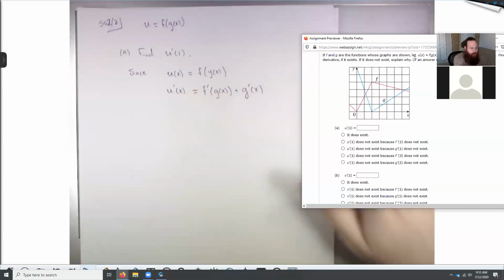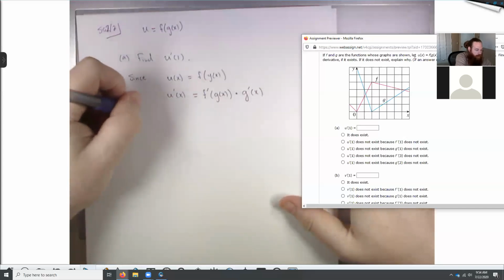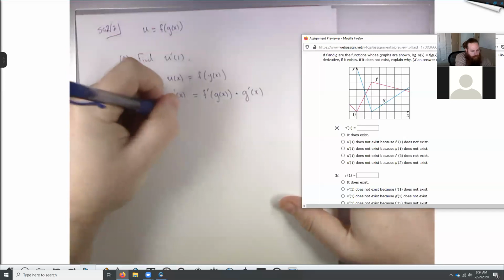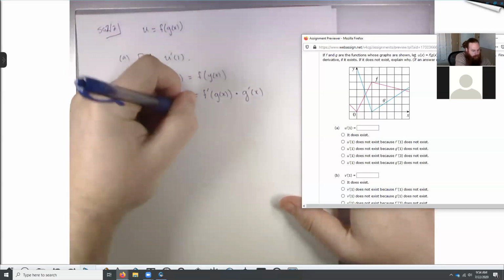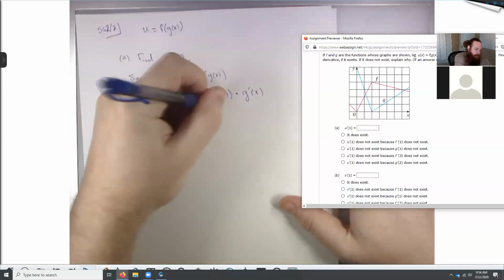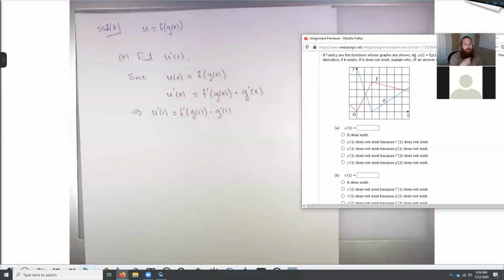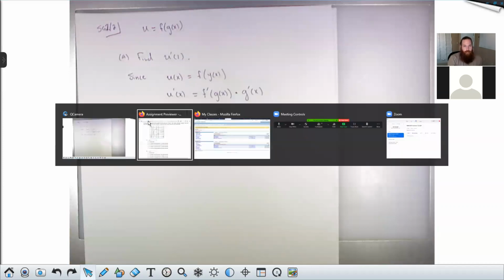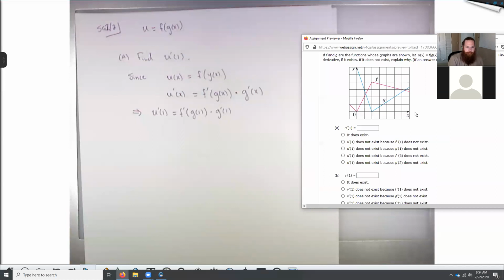This means that U primed of 1 is f primed of g of 1 times g primed of 1. So I'm just putting 1 everywhere there was an x in my formula. So I needed this formula, which came right from the chain rule, and then I plug in 1. And now I look to my graph. I need g of 1 and g primed of 1.